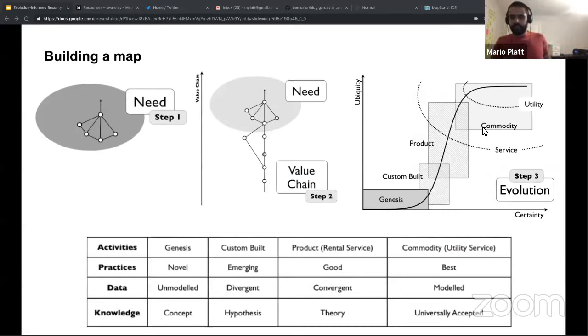So this is a slide that I've put together just to make sure that ideally we can all have a basic understanding of how to read a map. It starts with a user need, typically at the top. We identify what it is that we're trying to achieve. Then we draw out the value chain of what are the needs to make that happen.